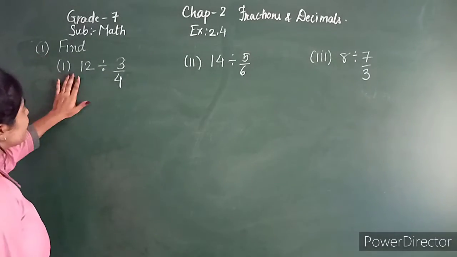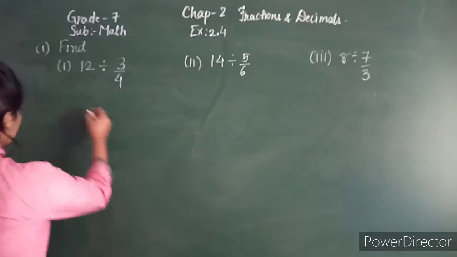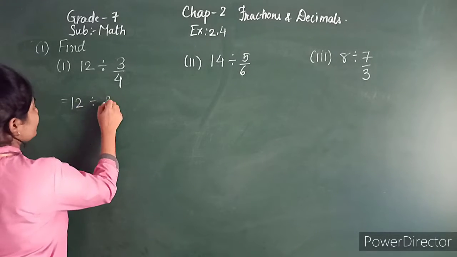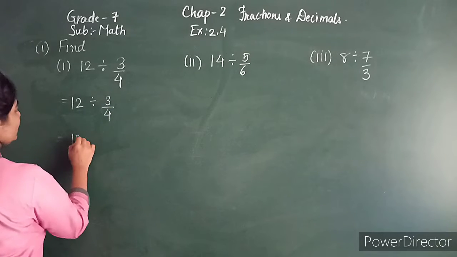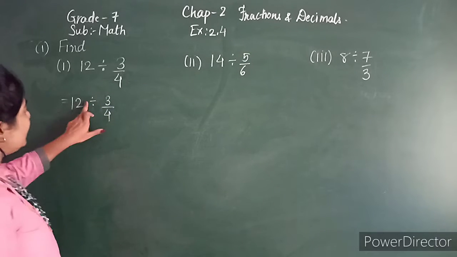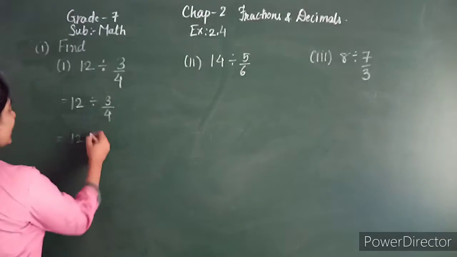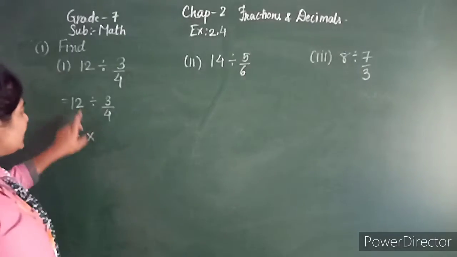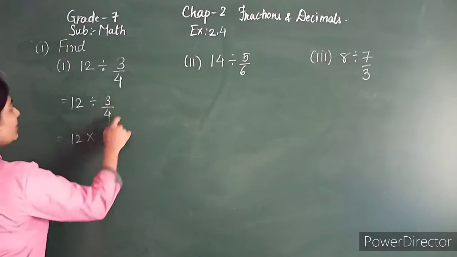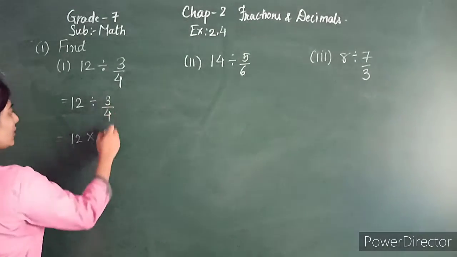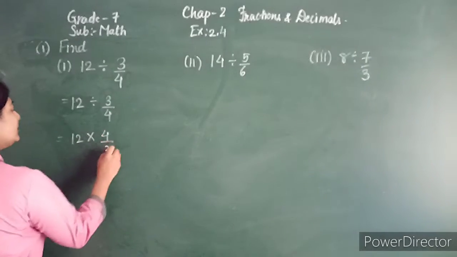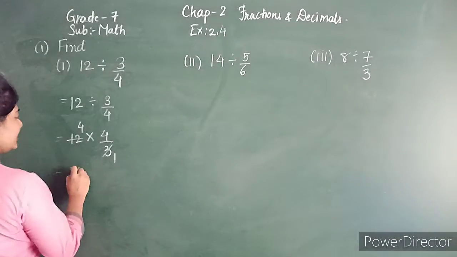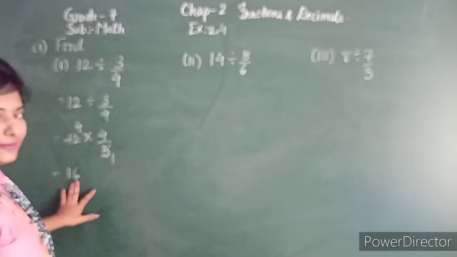First question is find 12 divided by 3 upon 4. So here 12 divided by 3 upon 4 is given. What we have to do: if division is given, we change the sign into multiply, and then this number will be the reciprocal. So the reciprocal of 3 by 4 is 4 upon 3. So 3 ones are 3 and 3 fours are 12. So 4 fours are 16. So the answer is 16.